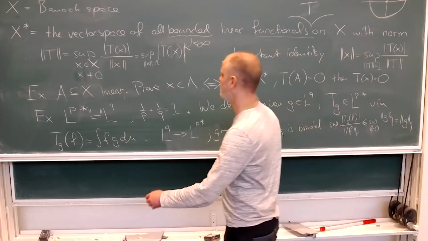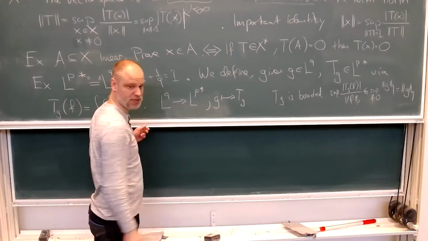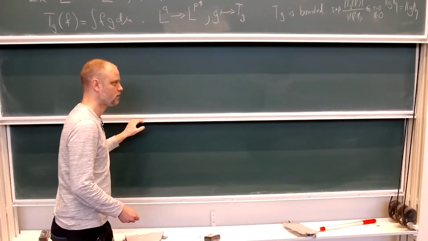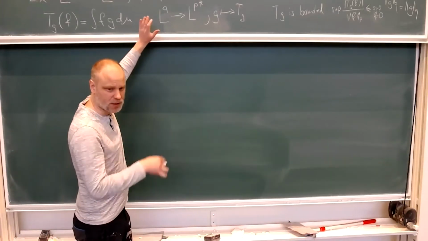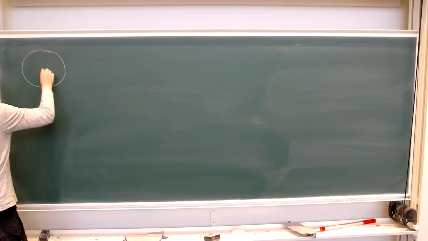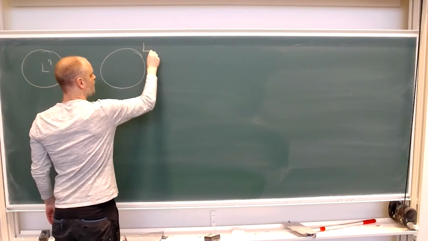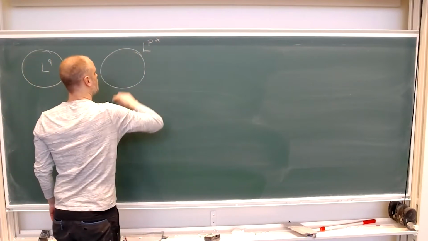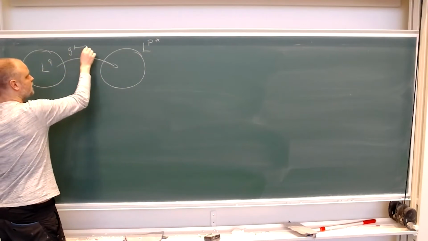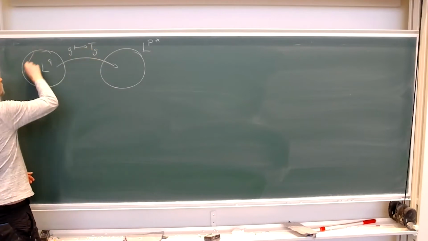Yeah, so we can see this mapping here that takes g into T_g. Let me keep it here. No, let me send it up. You have to remember it. So here I have L^q, and here I have (L^p)*, okay? And then I have this mapping which takes g and sends it into T_g. Let me give this some color.